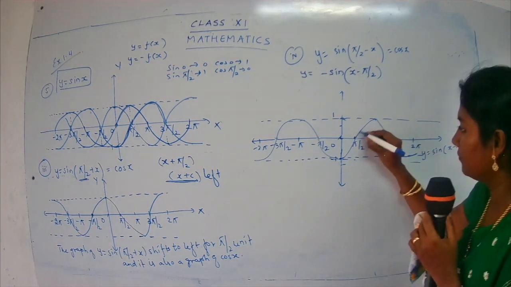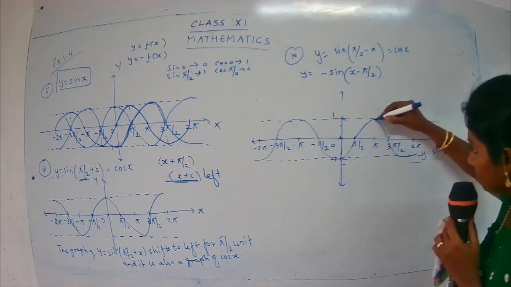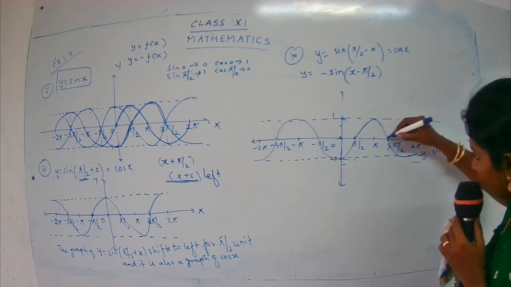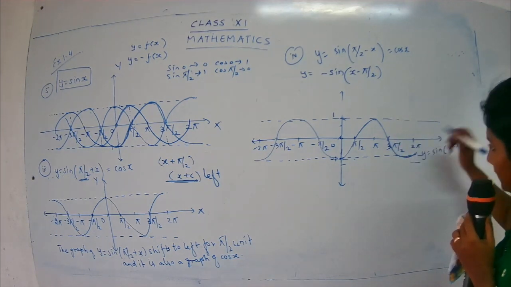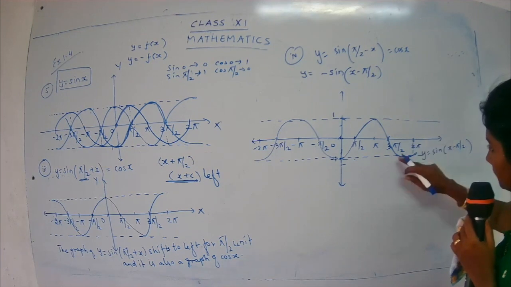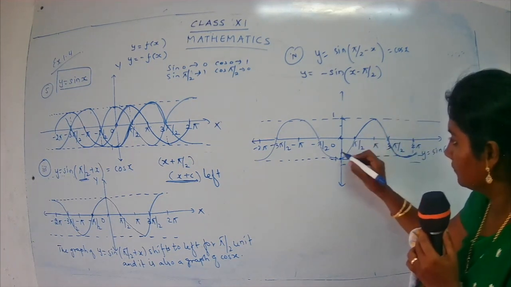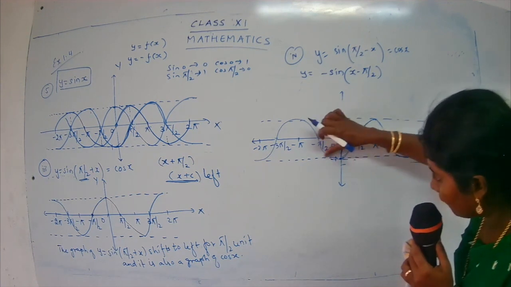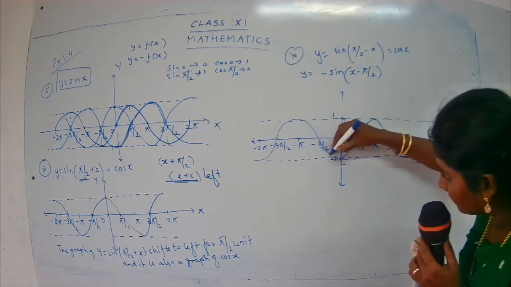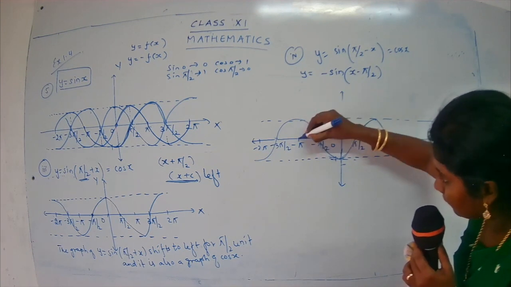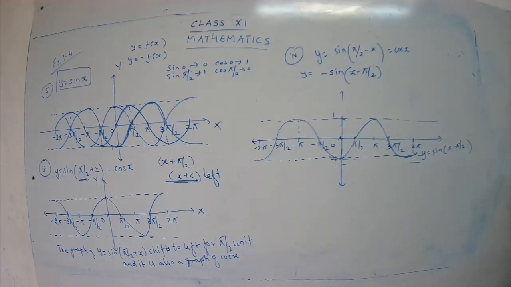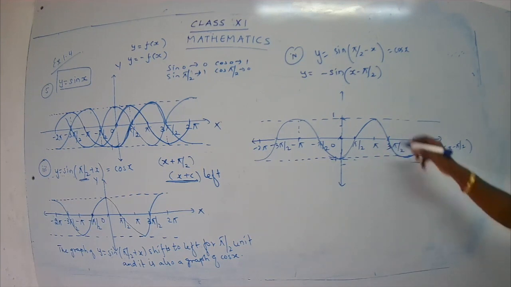So from here, it goes like this, down from here to 2 pi. Then from here. So when you draw with a scale, it will be correct. Here, okay, this is okay, no problem. Here, no problem. So we have plotted for y is equal to sine x minus pi by 2. So where was the shift? The shift was to the right for pi by 2.